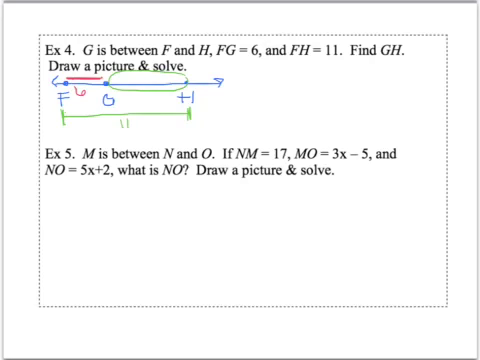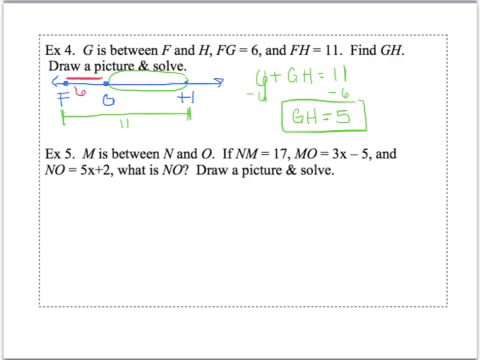to be what? We can write an equation to represent this, but it doesn't have to be this difficult. 6 plus the length of G to H needs to equal the length of the whole segment. So what do we do? We subtract 6 to the other side. That means the length from G to H needs to be 5 units. Okay, let's try another one.